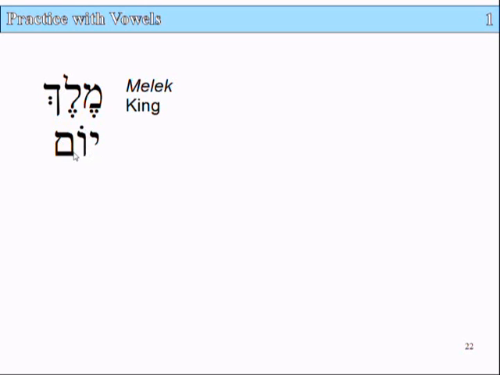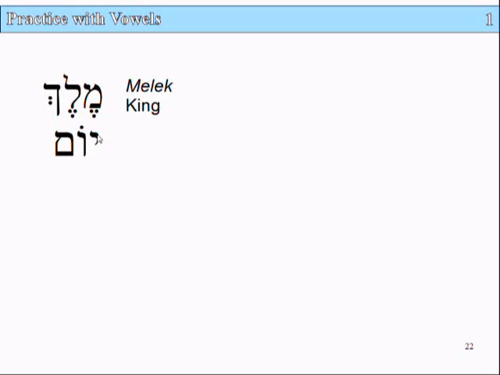And this is what you call final mem. It's just the same as this one here, but when it's at the end of a word, it changes its form, the way it looks. It's drawn differently. It's a m sound, just like this one. It's the same letter, but this is the final form. This is called a mem, and this is called a mem sofit. It's exactly the same pronunciation, it just looks different at the end of the word.